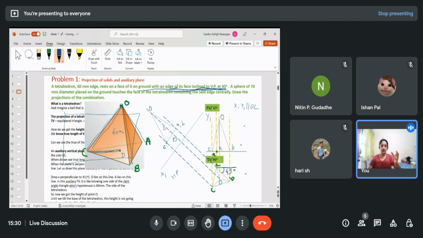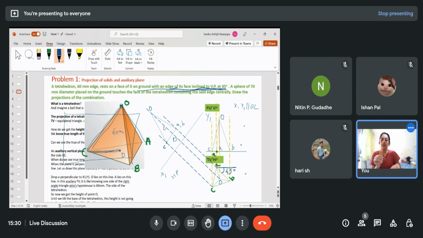So now what they have said is there is a sphere of 70 mm diameter which is placed on the ground. If this is my tetrahedron, this is actually a square pyramid, but assume that this is one face of the tetrahedron. They have said that they have a sphere which rests on this surface and on the ground. This face is oriented like this at 45 to the vertical plane. So the ball is here in front somewhere. They have asked us to draw the projection of this ball such that it touches the face and the ground.